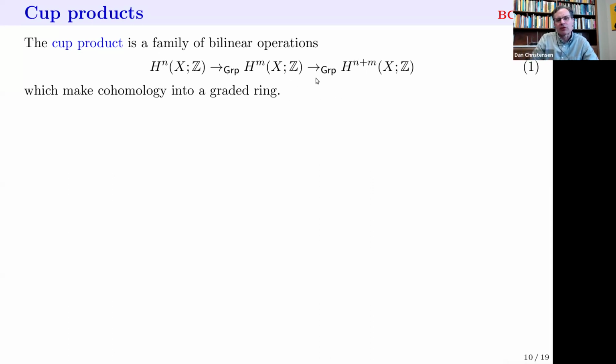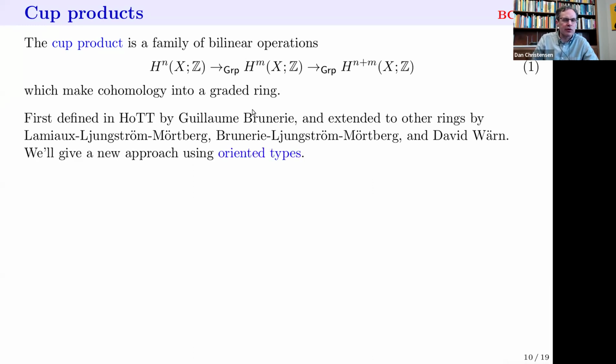I've written group as a subscript here to say that these are going to be group homomorphisms. On the inside, we have the type of group homomorphisms, which is a group itself, since this is abelian. Then I have a group homomorphism from Hn to that type of group homomorphisms. That expresses the fact that this operation is bilinear, which is one part of being a ring structure. This was first constructed by Guillaume Brunerie in his thesis for the integers, and then it was extended to other rings by several groups of people recently that I've written down here. And we're going to give a new approach, which gives, again, a concrete formula for the cup product.